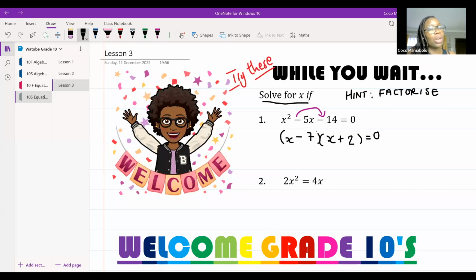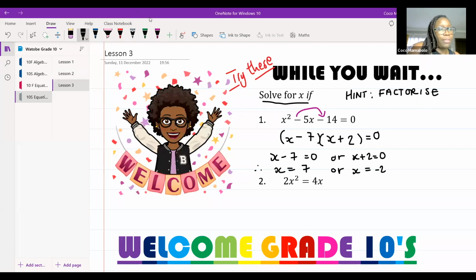Now, according to our zero product law, I need to make each of these equal to 0. x minus 7 is equal to 0, or x plus 2 is equal to 0. Therefore, x is going to equal 7, or x is going to equal -2. For those of you who are like, hey, 7, yes: if I take -7 over to the other side of the equal sign, it becomes +7. And if I take 2 over to the other side, it becomes -2.